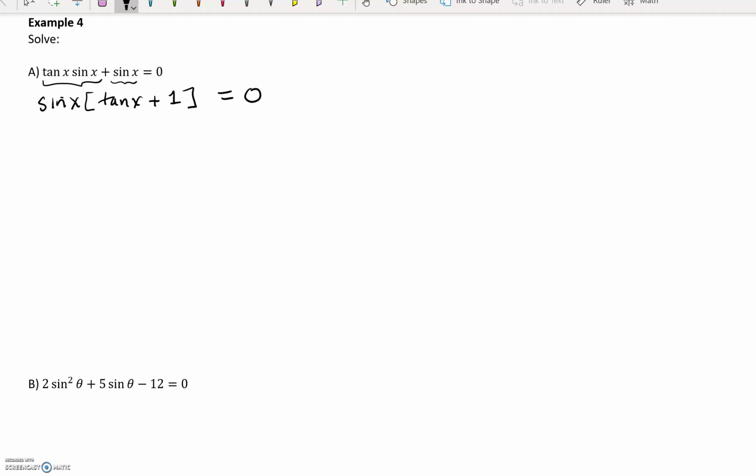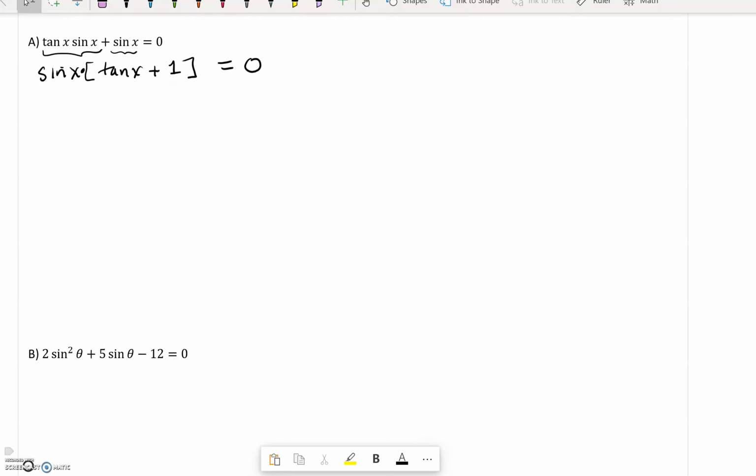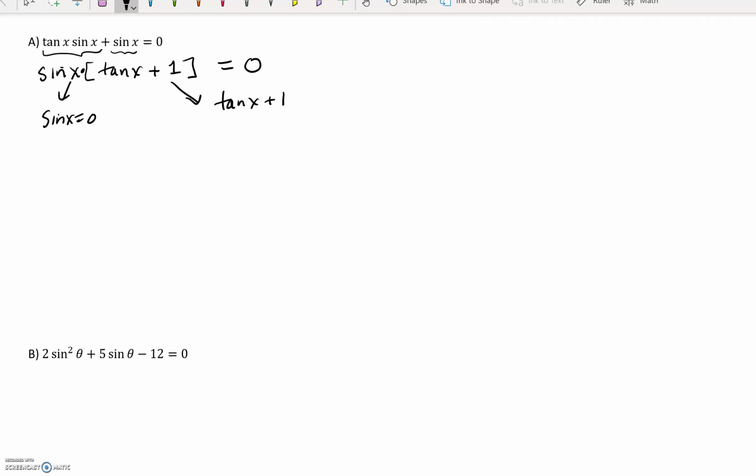So this is basically like solving a quadratic equation that you set equal to 0 and then you pop out your solutions. I have two pieces. If these two things multiply to 0, I either have the first piece equal to 0, or I have the second piece equal to 0. And then for that second piece, I can go ahead and isolate my trig function. So now I've got two things to worry about. Either this guy, find all the angles that work, or this guy, find all the angles that work.